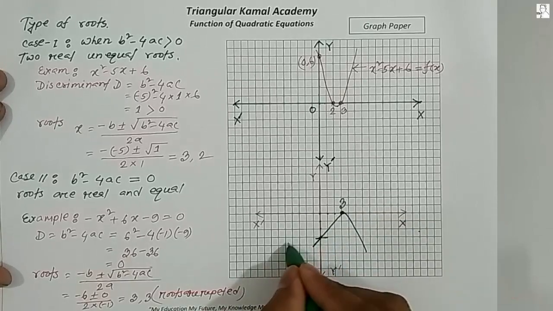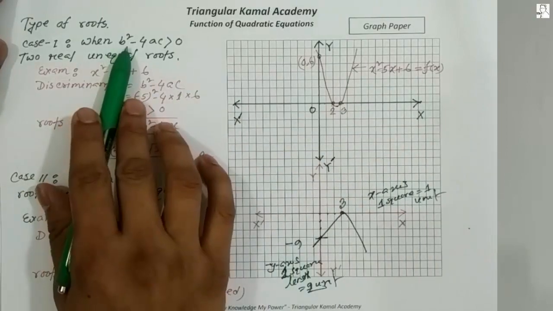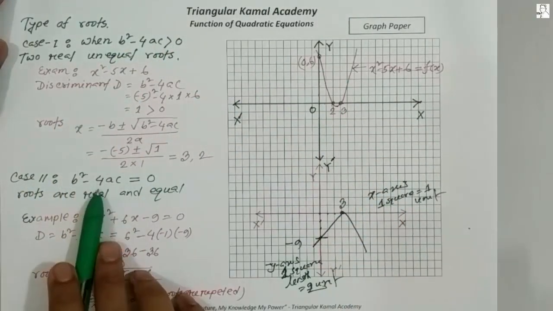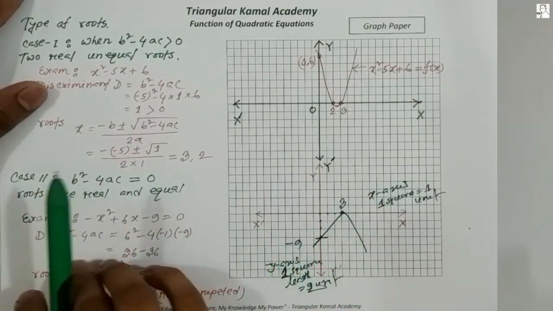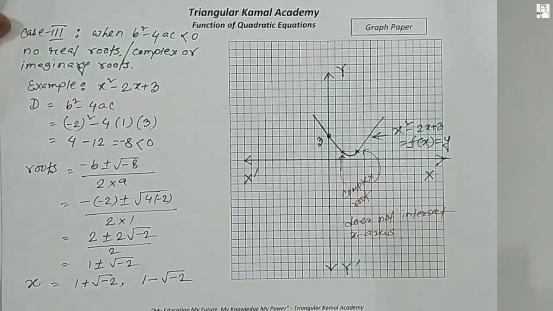This one is minus 9 and this one is a. Here we see two figures, for discriminant greater than 0 and discriminant equals 0. Now we will discuss when the discriminant is smaller, or less than 0.